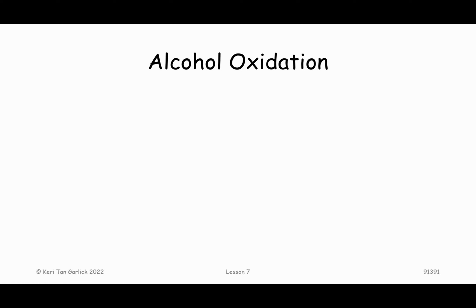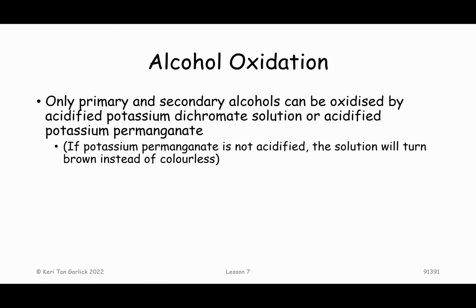Cool. So this then all ties into alcohol oxidation. So it's all about being able to oxidize that alcohol component to make a new functional group. We can do that with dichromate, we can do that with permanganate. Both of those are oxidants. Tertiary alcohols cannot be oxidized, and we'll look at the structure to explain why.